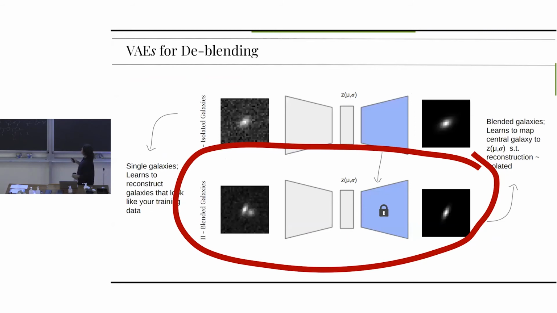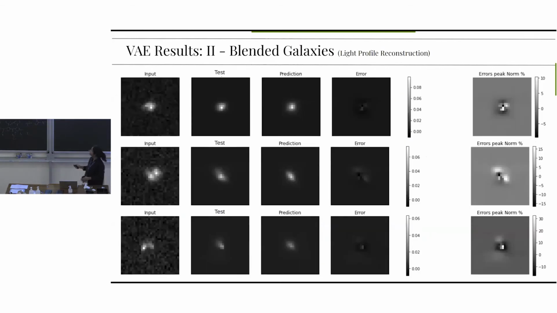So now we're going to look at the second part of the algorithm, which actually does the deblending. So again, this decoder is fixed, and you have galaxies which are blended as the input here. Okay, so first case input, this is the test. So the true central galaxy before blending. This is the prediction from the VAE. The second case, you can see 2 distinct galaxies. And the third case, you can see a fainter galaxy in the center.